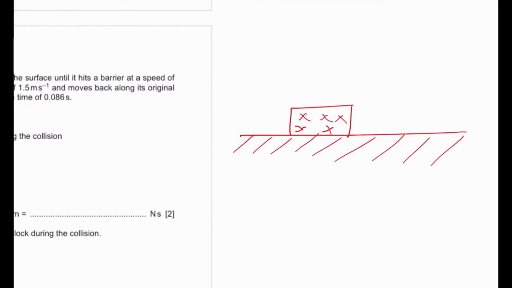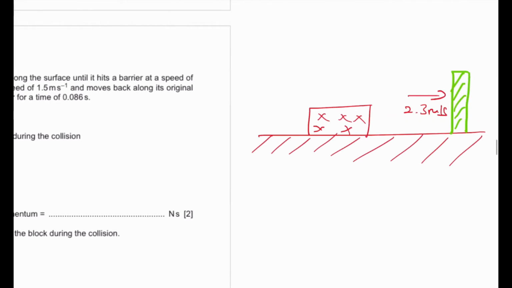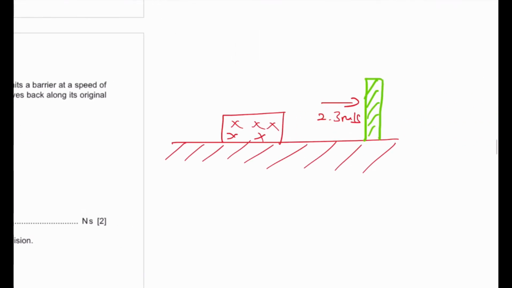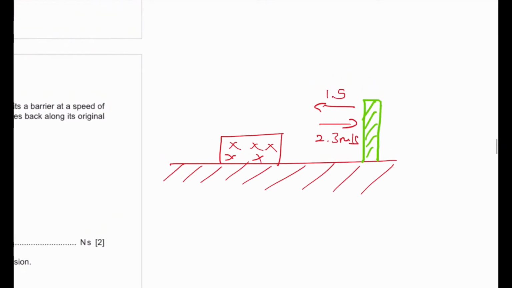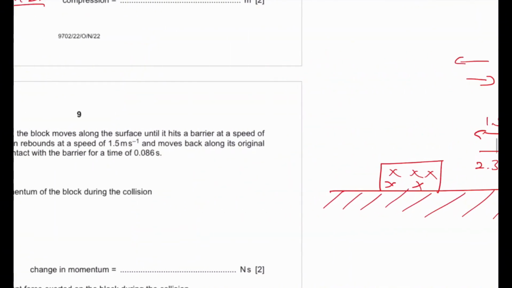The block is going to hit this particular barrier at a speed of 2.3 meters per second, but it's going to rebound with a speed of 1.5. I'm going to conventionally say this is my negative direction and this is my positive direction. Whatever way you do it, that will still work.